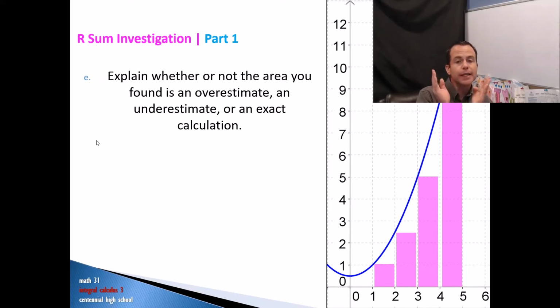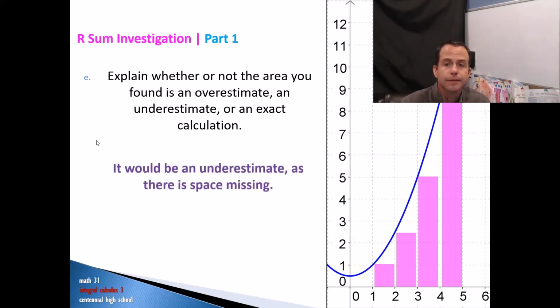So in the second iteration of this, we're going to take a look at what if I made my base lengths a half instead of 1. So essentially, what if I did this? What if I cut this up into 8 rectangles instead of 4 rectangles?